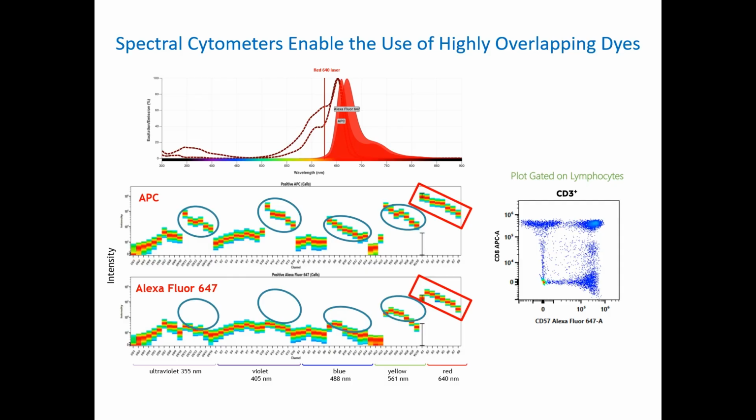That said, there are some highly overlapping dye pairs that cannot be easily distinguished even on a spectral instrument, and you will need to assess these pairs on your instrument and staining panel. A similarity index can be calculated for overlapping fluorochromes that will give an indication of the feasibility of using them together.